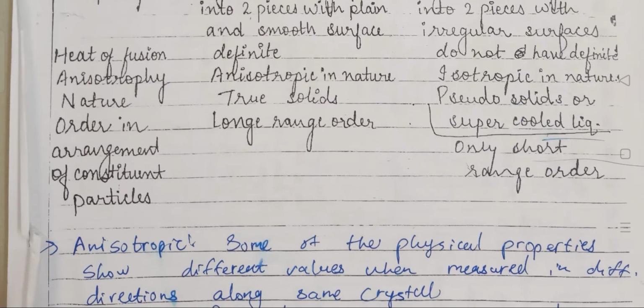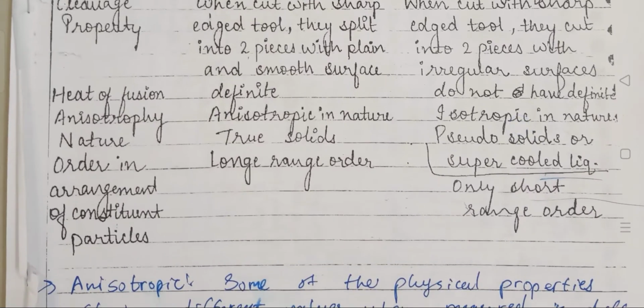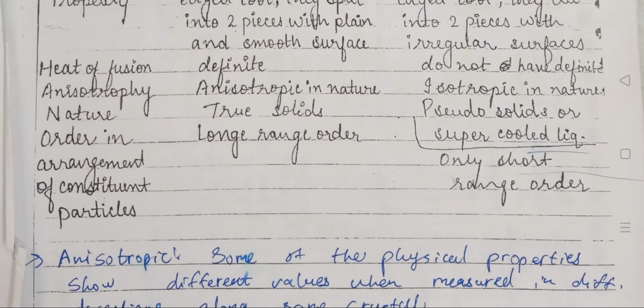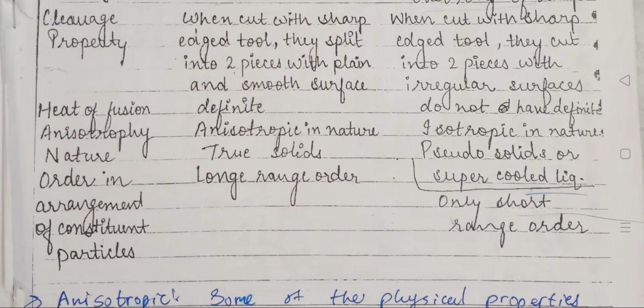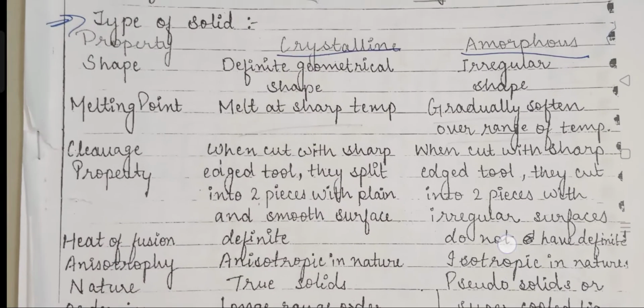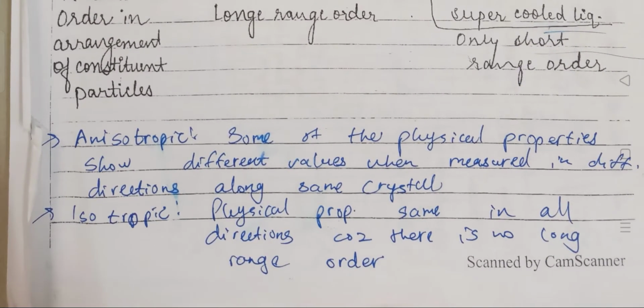Next we will look at anisotropy and isotropy later on. Now we have the nature of these solids. Crystalline solids are true solids, but amorphous solids are either pseudo solids or super cooled liquids. Next we have the order in arrangement of constituent particles. Crystalline solids have a long range order, but amorphous solids do not; they have a short range order, and that is what affects anisotropy and isotropy in these cases. So what is anisotropy and isotropy? For that, remember that crystalline solids are anisotropic and amorphous solids are isotropic in nature. Okay, so what is anisotropic?